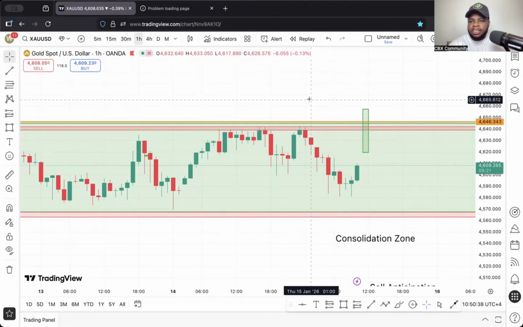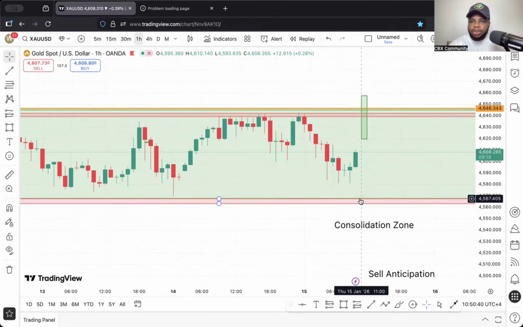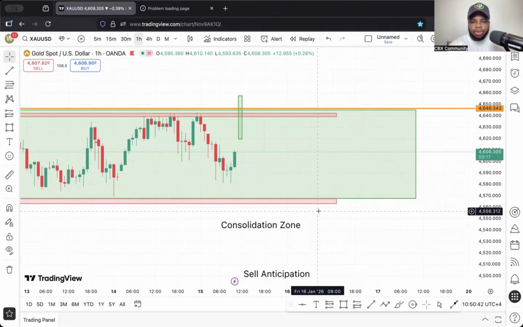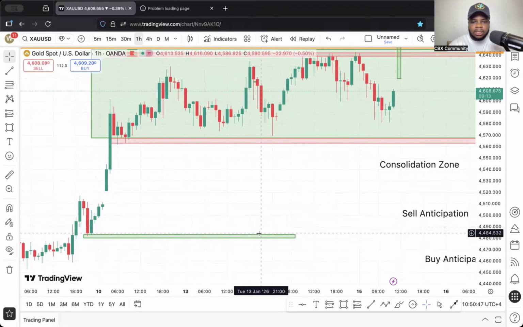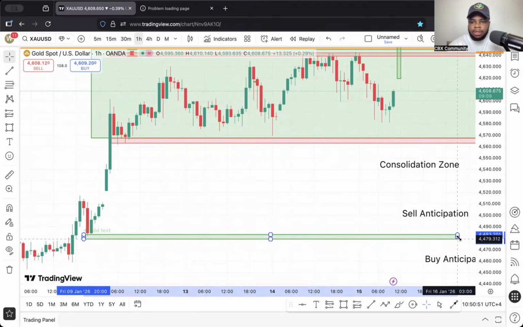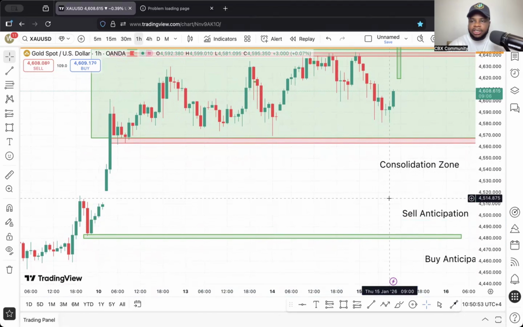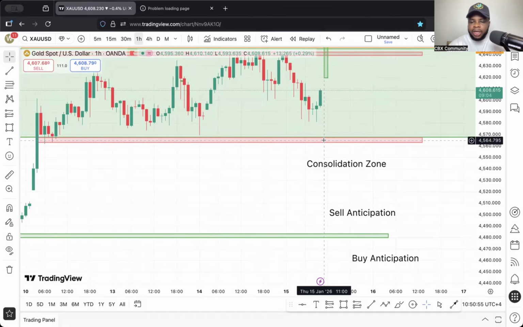So you're also anticipating a bearish candle to break this support zone for the next candle to continue to come down to the nearest support zone. And this is our recent support zone over here. So we are anticipating a bearish candle to break this zone for the candle to continue to come down to this support zone.